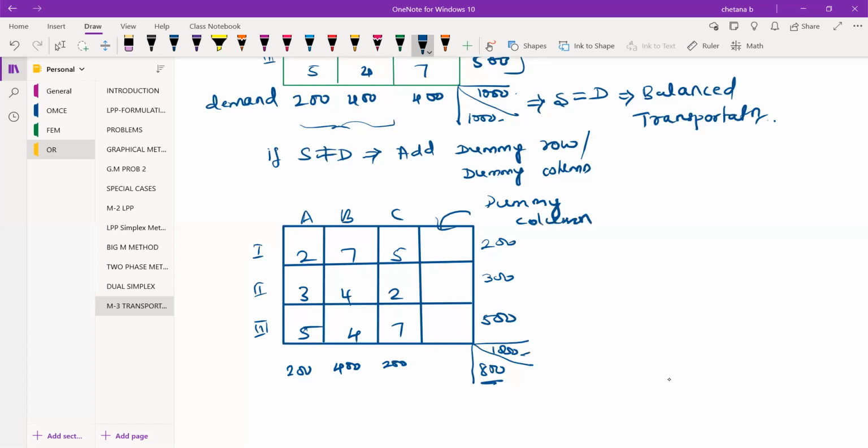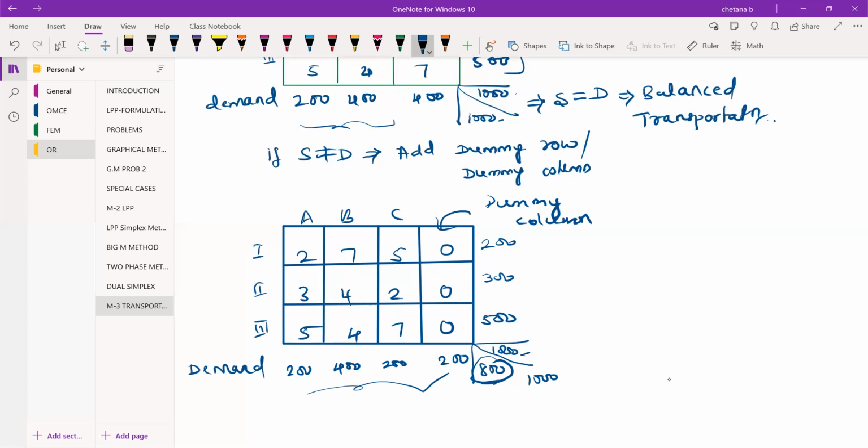Add a dummy column, and all the costs of this dummy column must be 0, and the difference will be the demand. So 1000 minus 800 is 200. Now when you add this, the total will be 1000. So this is how you need to add a dummy row or dummy column.